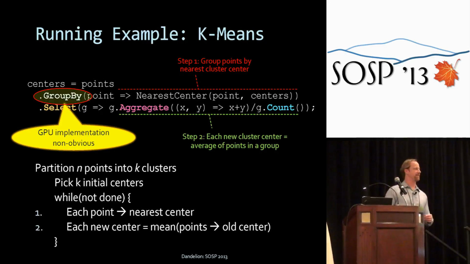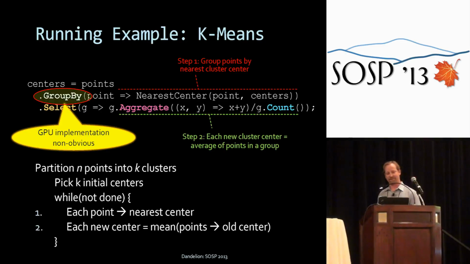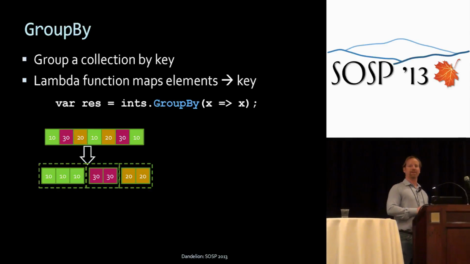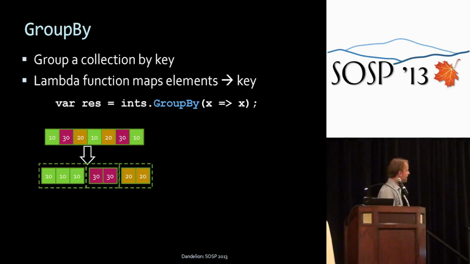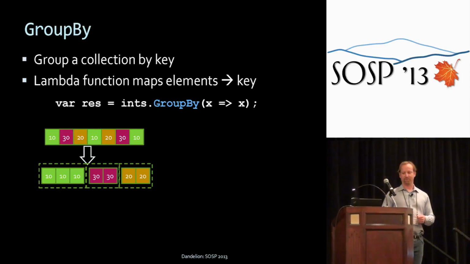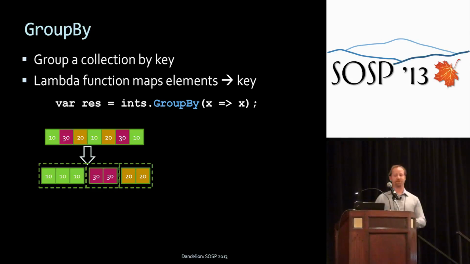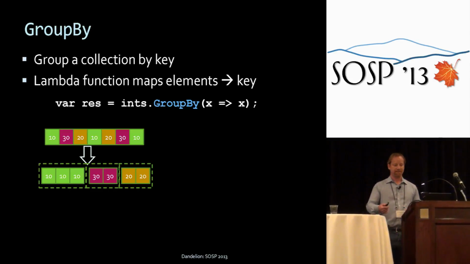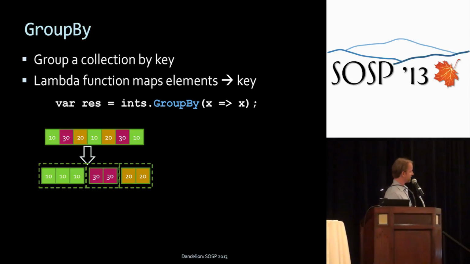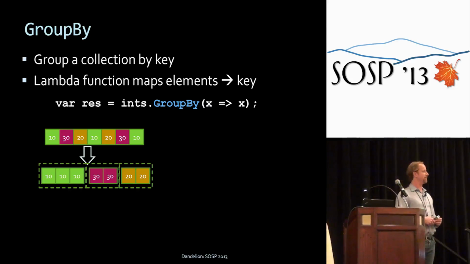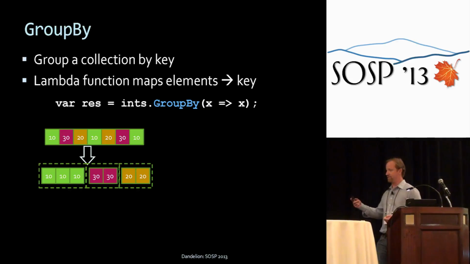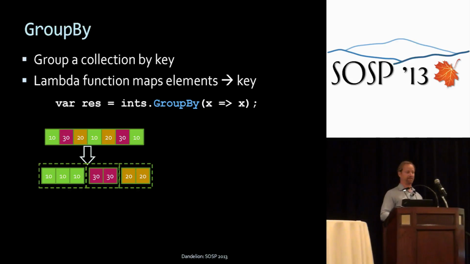And to understand why this is the case, you're going to need some background, not least of which is an understanding of what GroupBy actually does. So for those who are not familiar or a little rusty, GroupBy groups a collection by key, and it uses a user-defined lambda function to map elements to a key value. So to illustrate this with an example, suppose you have some list of integers, and you perform a GroupBy with a lambda that maps each element to itself. The result is a set of groups which have uniform integer values.